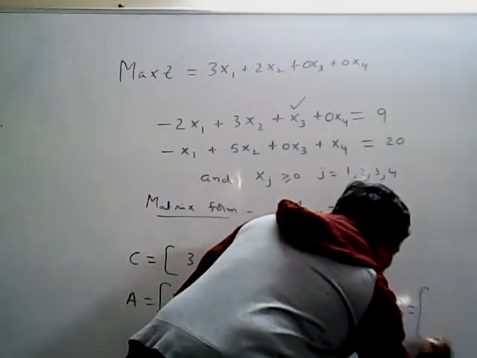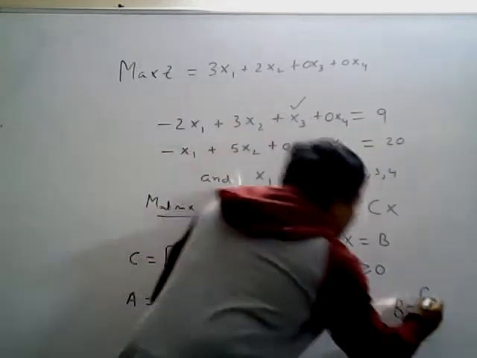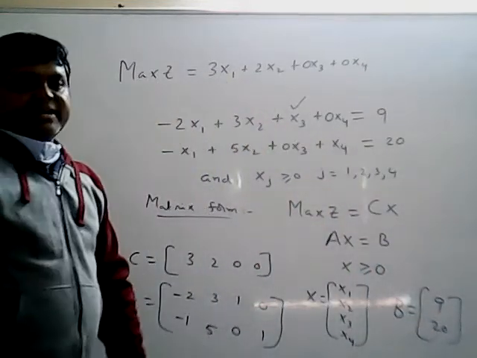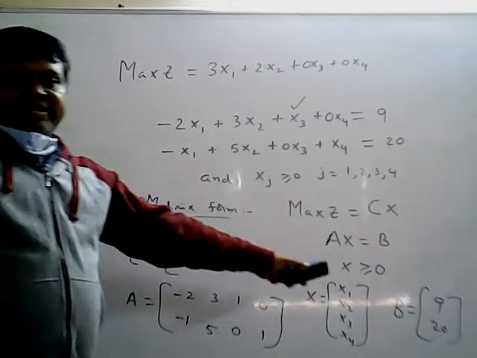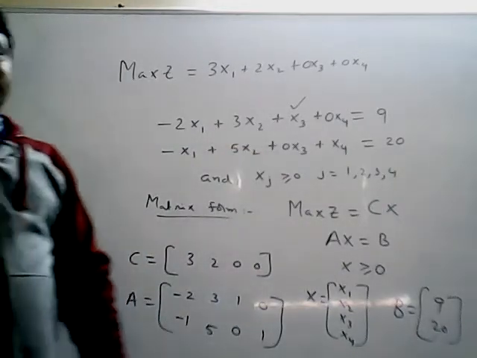The last one is the B matrix. B means the right hand side values. What are the right hand side values of the constraints? 9 and 20. B and X are always column matrices. That's why I have entered B like that. Now the matrix form is completed. Step number 3 is completed.